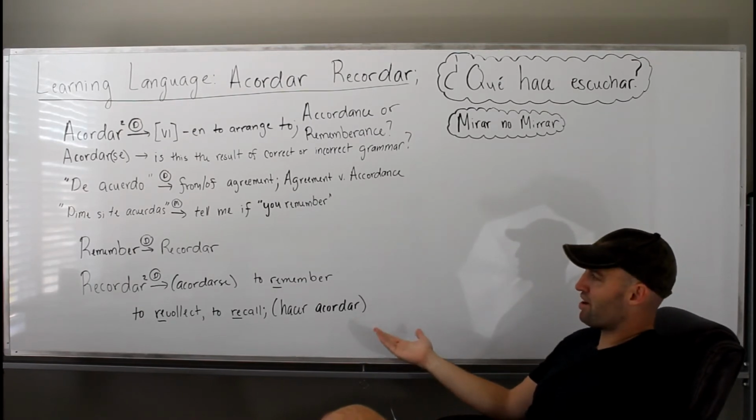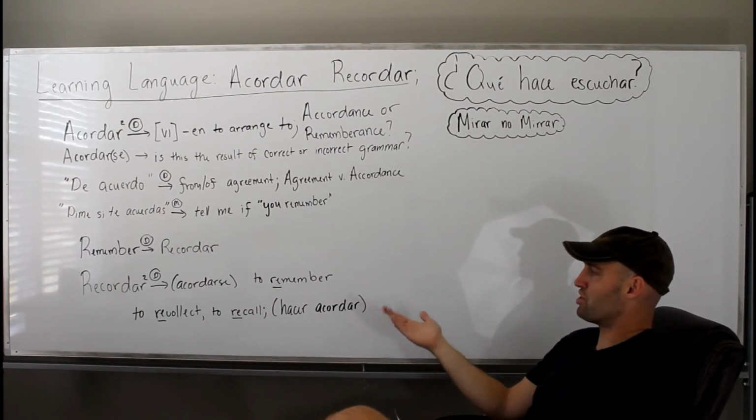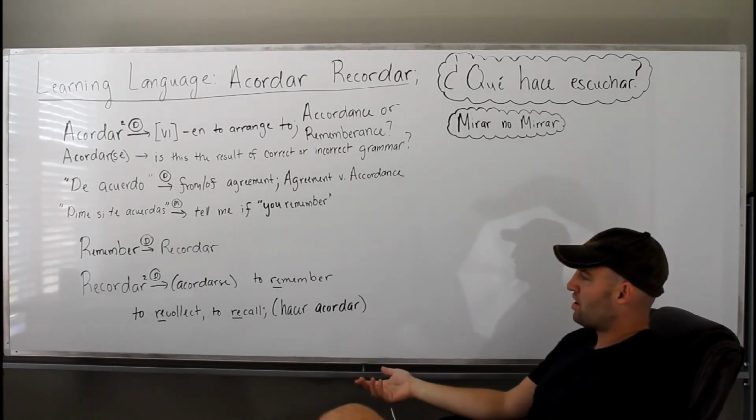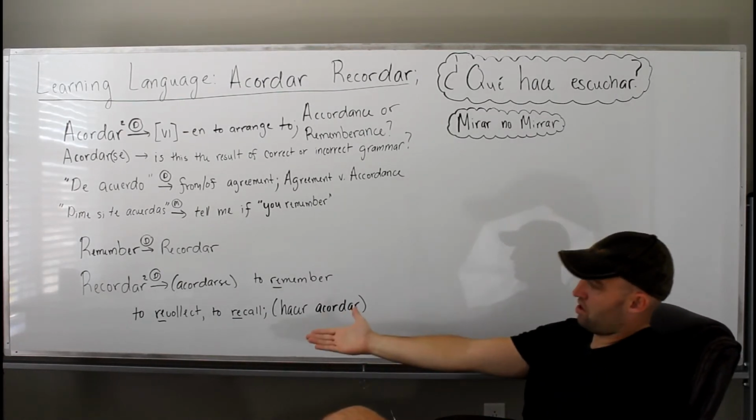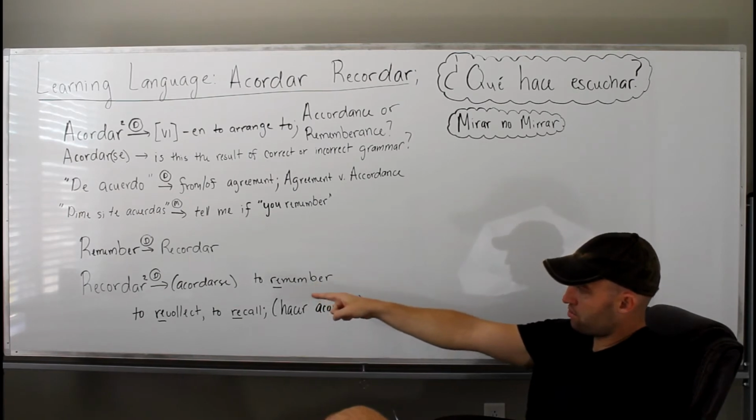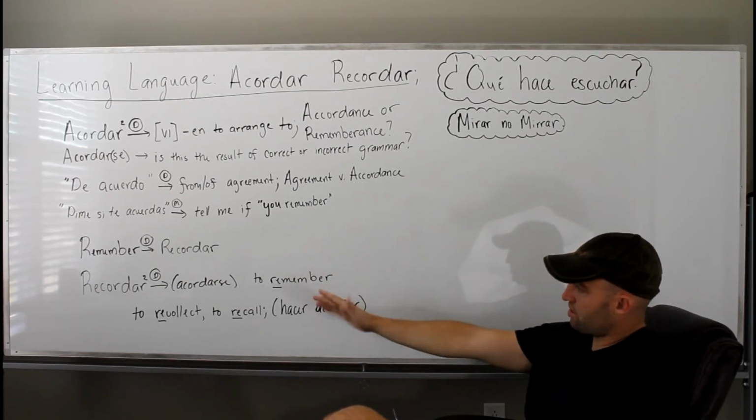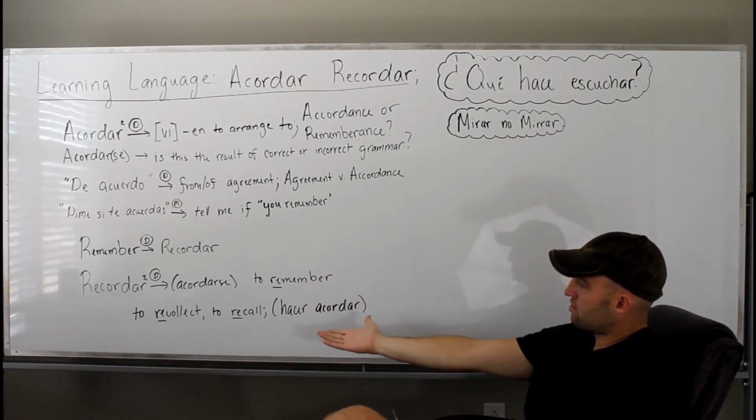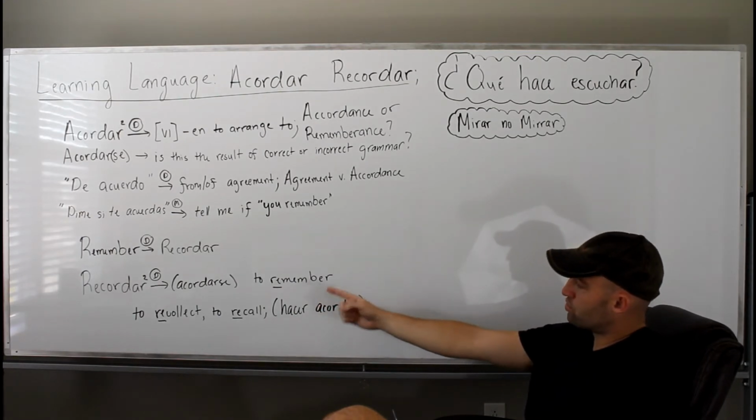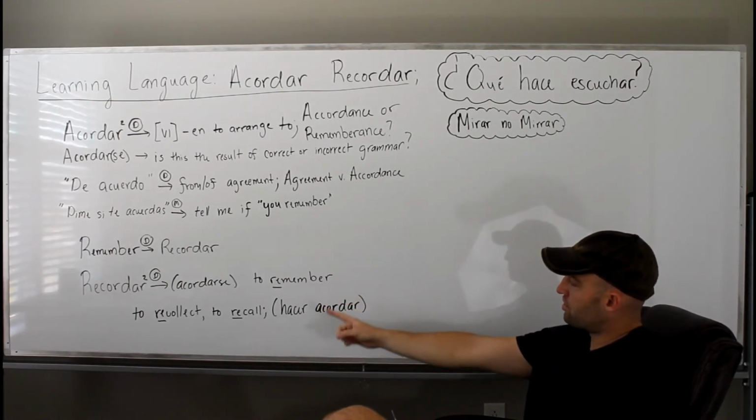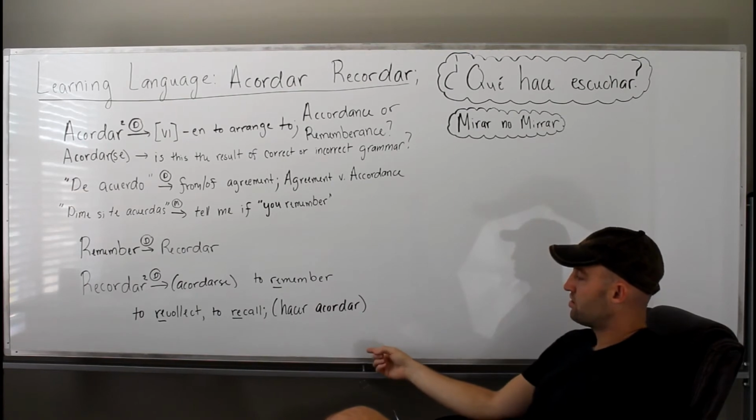And in English, right, we've talked extensively about the prefix re clearly meaning to do again. And then if I look up recordar in the dictionary, again I get that little "to", which I'm not sure what it means. And then it says in parentheses acordarse, and then it says to remember, to recollect, to recall. Then it says hacer acordar.